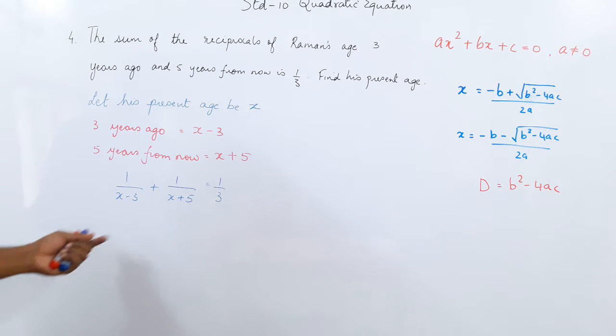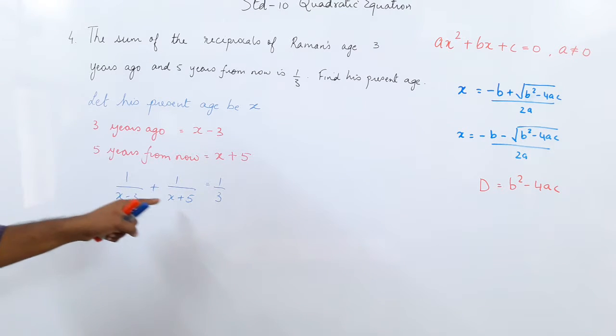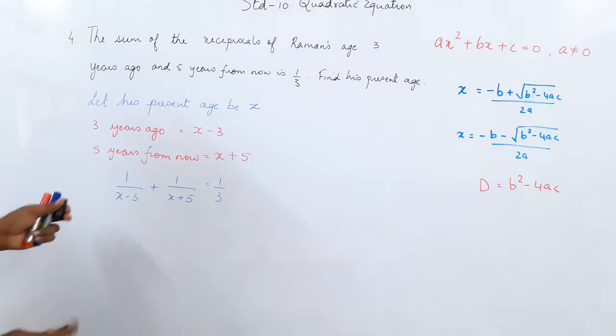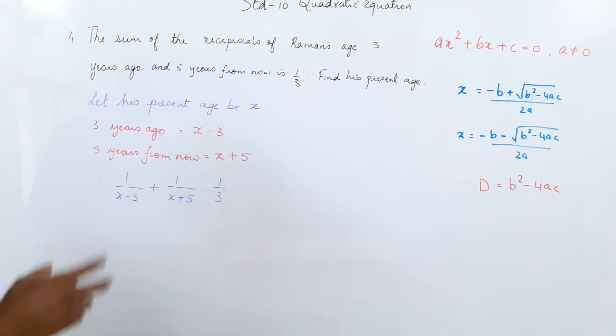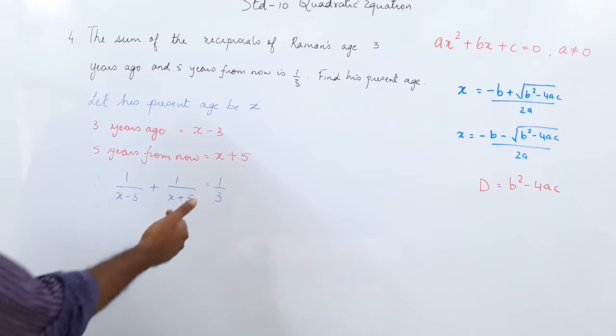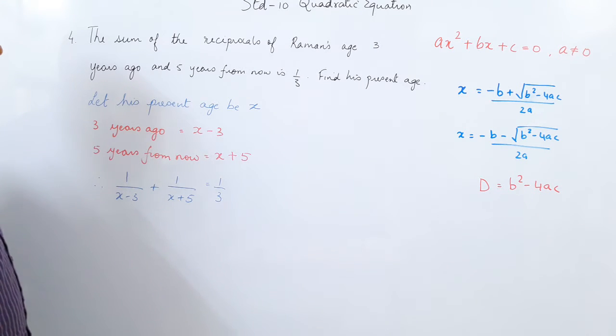Okay, now we reach here. According to the statement, this is what we have. So the sum of the reciprocals is now this. Therefore I have reached here. Now after reaching this stage, there are two things you need to do. Find the LCM. You know how to find the LCM.